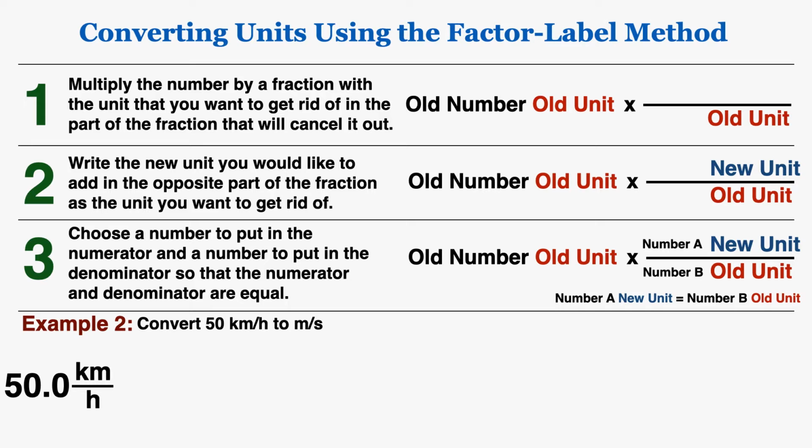Step number 1 says to multiply the number by a fraction with the unit that you want to get rid of in the part of the fraction that will cancel it out. And I actually have 2 different units that I want to get rid of here. So I'm actually going to multiply by multiple fractions and just focus on one unit at a time.